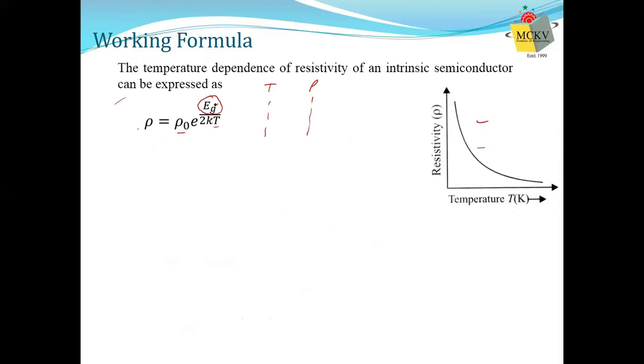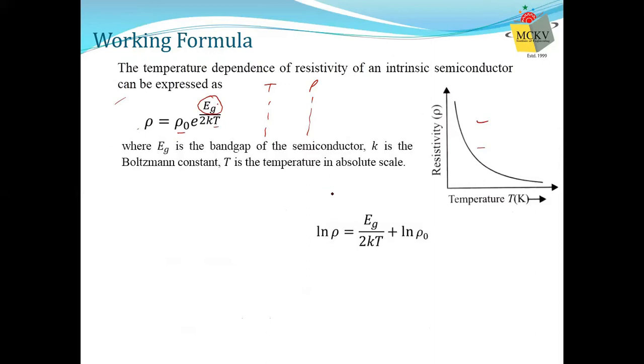What we'll do, rather, is take the natural log on both sides. You observe, the left hand side will be log rho, and the right hand side will be log of rho naught plus log of e to the power Eg by 2kT, that is Eg by 2kT only. The log of this quantity gives you only Eg by 2kT.